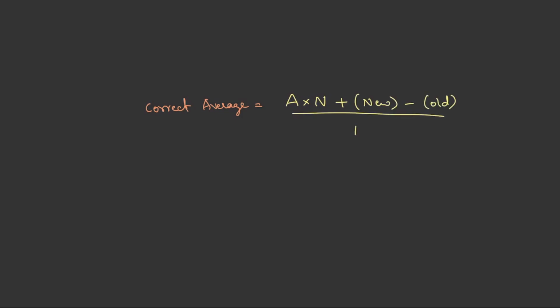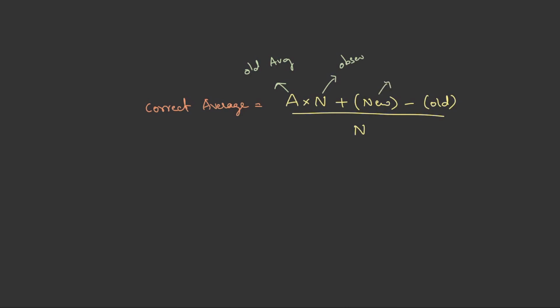In this lecture, let's learn about the problems where data is misread, leading to a wrong average, and we are supposed to calculate the real or the actual average. The correct average or the actual average will be given by A into N plus new value minus old value, upon N, where A is the old average, N is the number of observations.